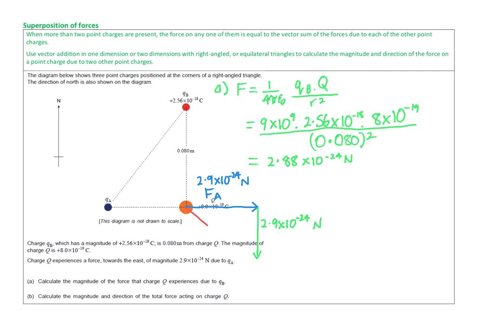So the total force is given by that. We can work that out using Pythag. So Ft will equal the square root of 2.9 times 10 to the minus 24 squared plus 2.9 times 10 to the minus 24 squared. I should add that all under the square root, but I think you get the idea. And that comes out to be 4.1 times 10 to the minus 24 newtons.